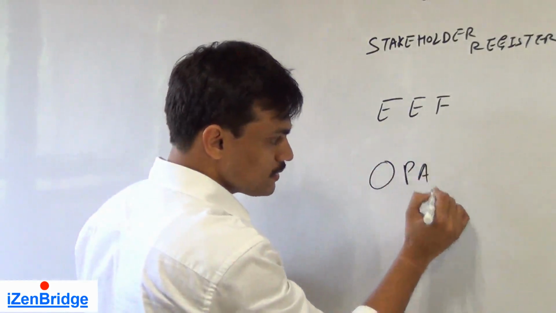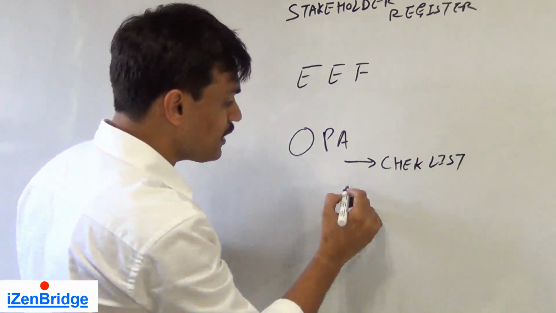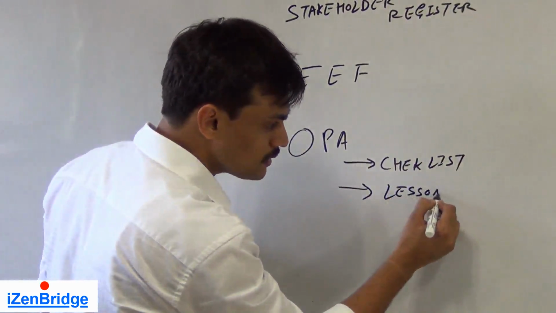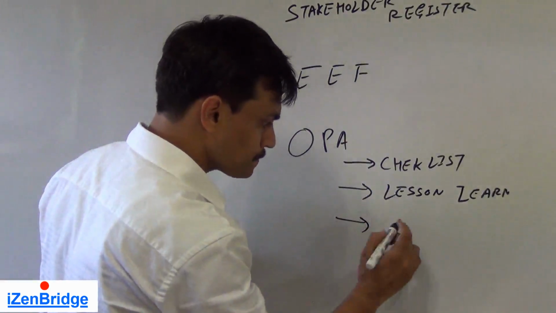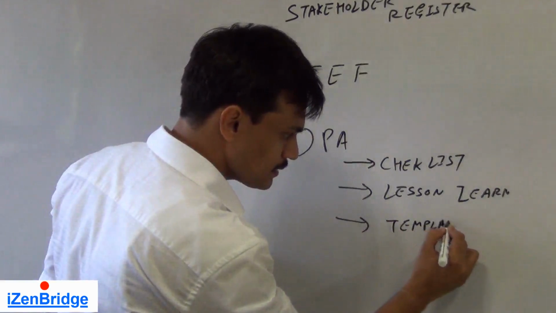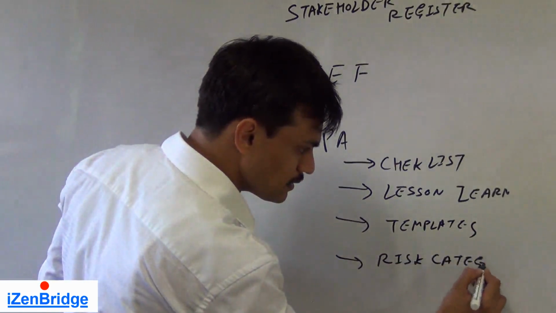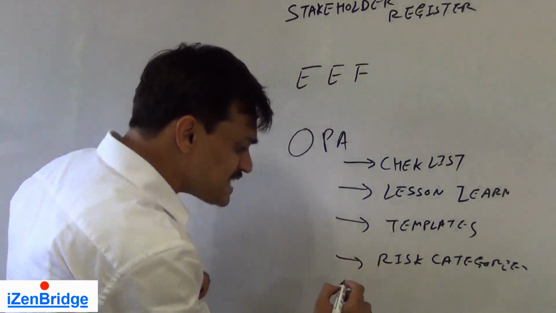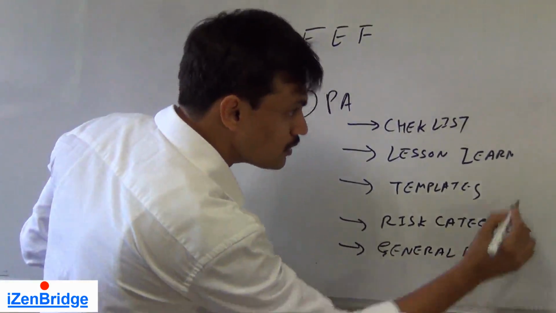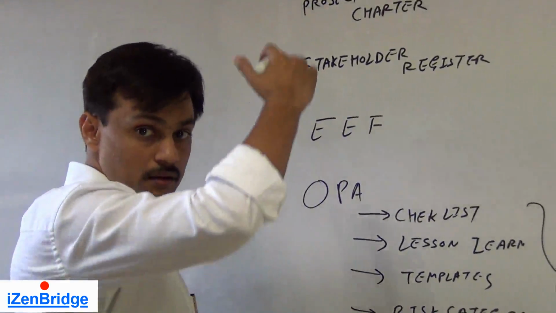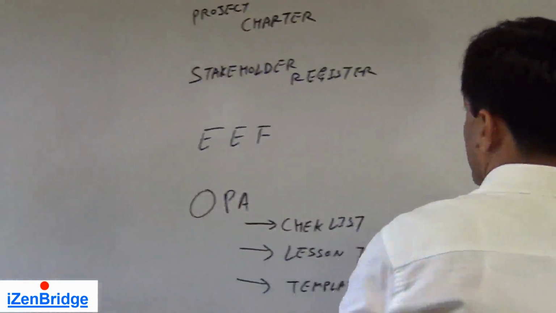Organization process assets. A checklist for helping us in identifying risk, lessons learned, templates, risk categories, some set of general risks. These can all help us in identifying and managing risk. So the organization process asset input is important.